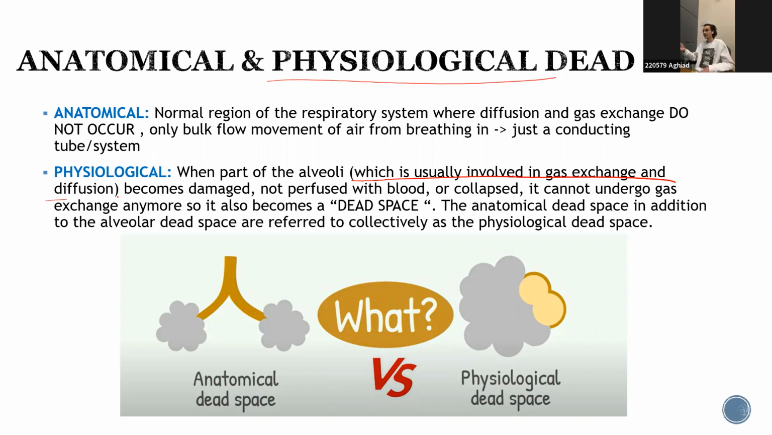Okay, perfect. So again, to recap, anatomical dead space is the upper half, but the physiological dead space is the upper half, in addition to the space that you should have had diffusion happening to it, right? But for whatever reason, it doesn't have diffusion, okay?